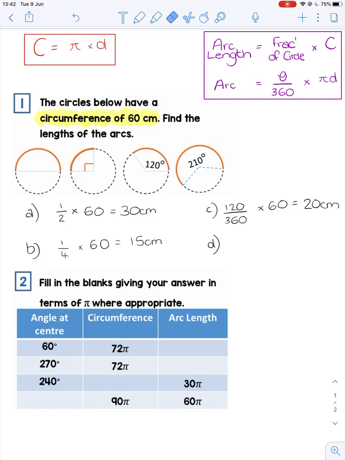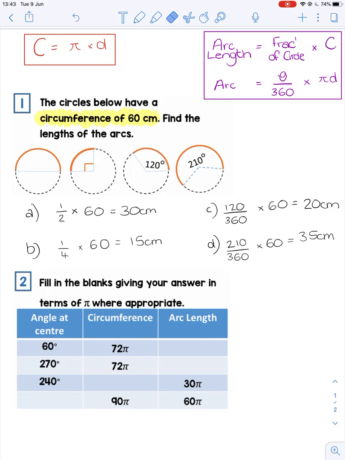And the last one there, 210 out of 360, that will be our fraction. It can simplify, but there's no need to. Times 60, and we get 35 that time. Okay, we'll look at a couple of the next ones.